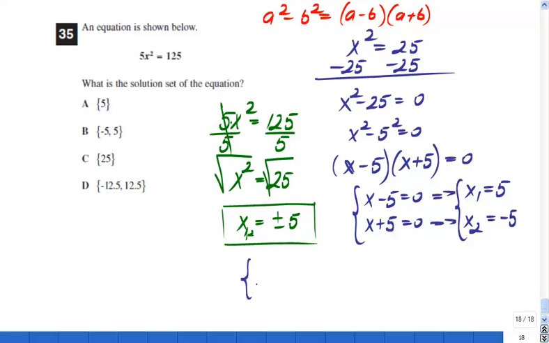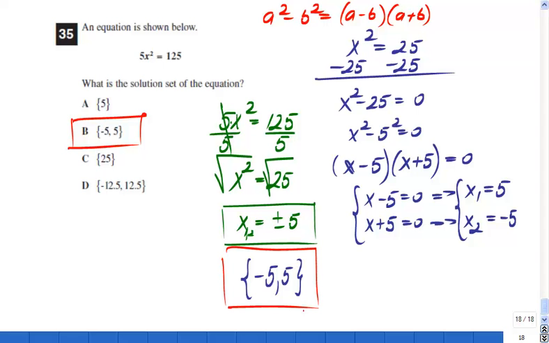Okay, and that's why the solution set for this problem would be negative 5 and 5, or backwards. I just wrote it this way because that's the way it is given to you in the four options. That's the answer. You're moving on. Thank you.